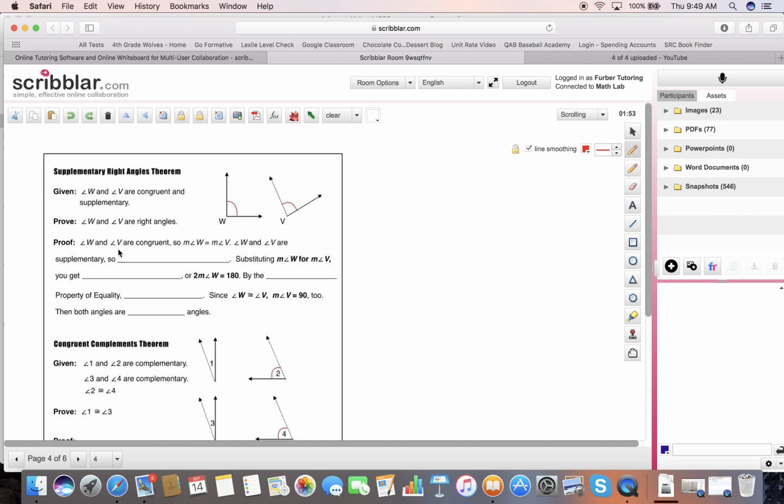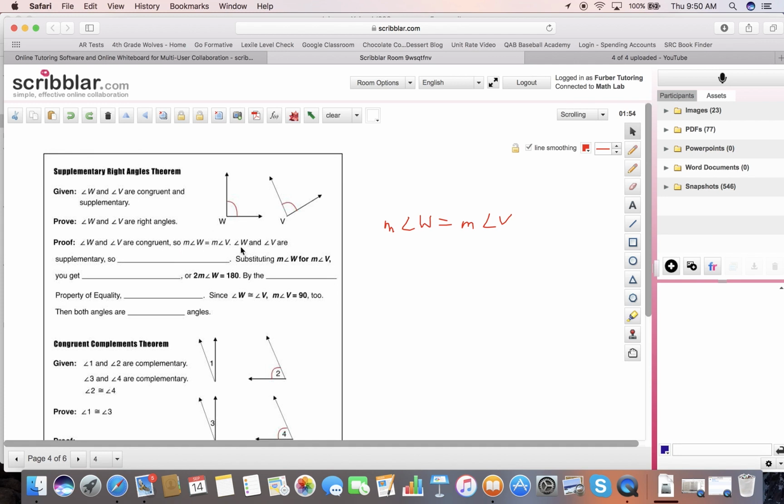Angle W and angle V are congruent. They told us that, right? Angle W and angle V are congruent. So let's write that in equation form. The measure of angle W is congruent to the measure of angle V. That's just saying the same thing in equation form. I'm just copying it over there.